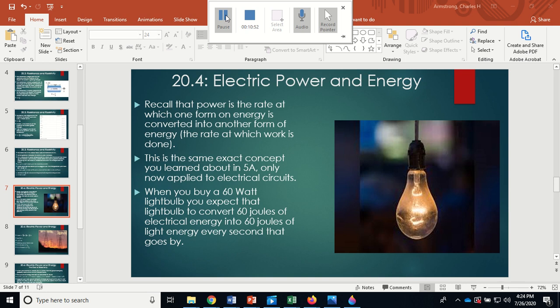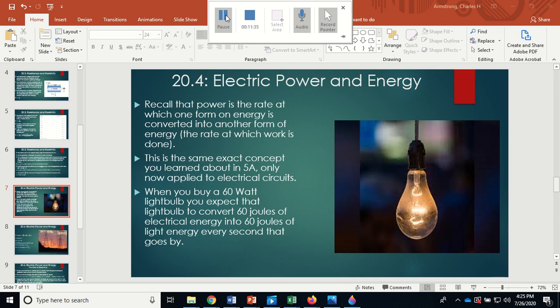Okay, so now we're going on to section 20.4, electric power and energy. We call it power, the rate at which one form of energy is converted into another form of energy, the rate at which work is done. Basically it's the same thing you had in your first semester of physics when you talked about going back and forth between potential energy and kinetic energy. It's just in this case we're going from one type of energy into electrical energy, or from electrical energy into another type of energy. So it's the same thing. It's still power in watts, nothing new here. This is the same exact concept you learned about in 5A, only now it is applied to electrical circuits.